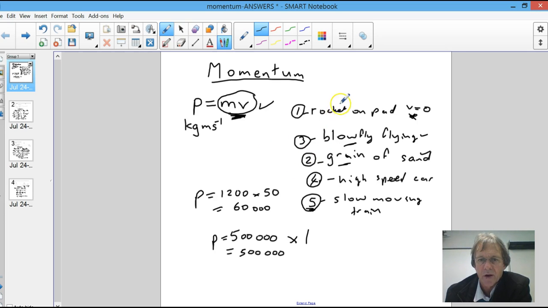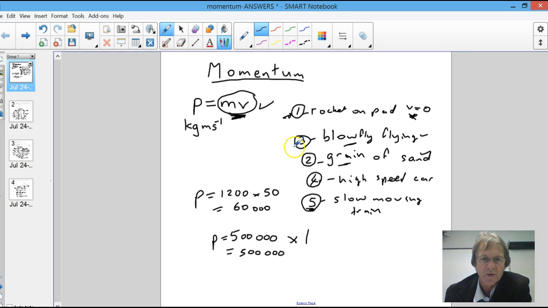Say the rocket on the launch pad there has a very large mass and has 0 momentum because it's not moving, but it has a lot of inertia still. So for objects that are moving, momentum and inertia could be very similar to each other. But the exception is that something that's stationary has a lot of inertia but no momentum, so they are slightly different. Be careful of that as well.